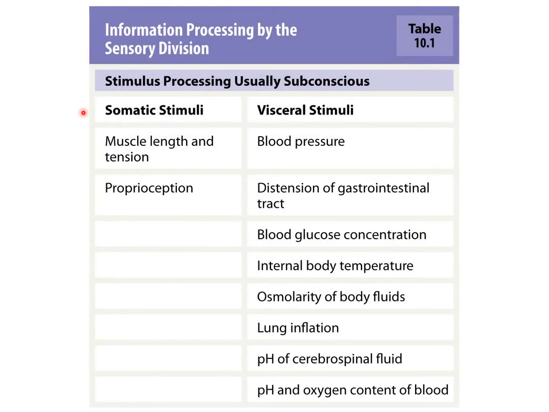And whether we're talking about somatic stimuli, which includes the level of length and tension, or the position in 3 dimensions that we call proprioception, or the visceral stimuli, all of these things we process subconsciously. It may rise to the level of central nervous system attention, like for instance, if your blood glucose drops, you might begin to get hungry. If your osmolarity drops, you may begin to get thirsty and so forth. But nevertheless, it's processed at the subconscious level. And then if it rises to a certain threshold, then the higher order neurons are brought in.